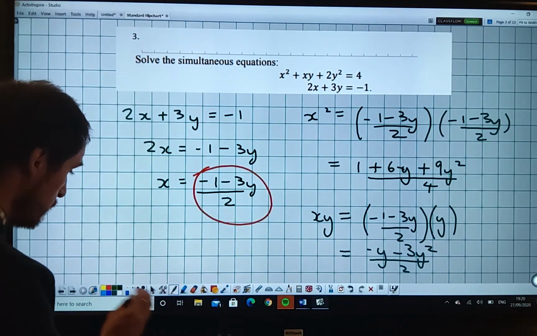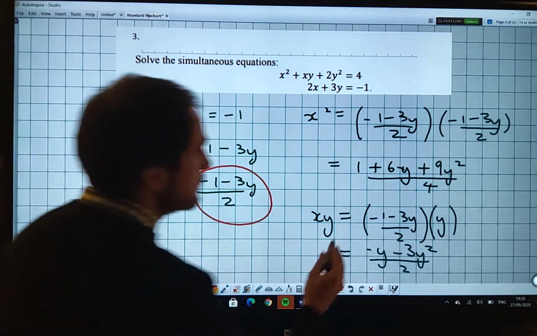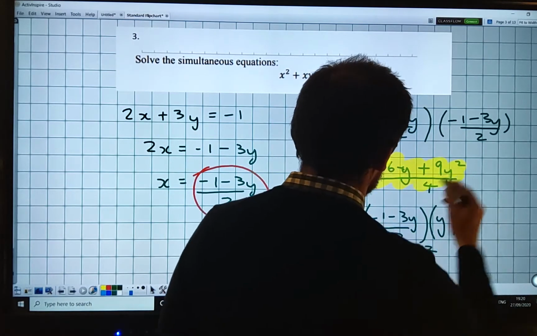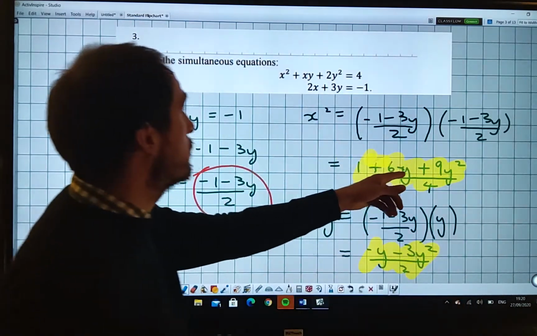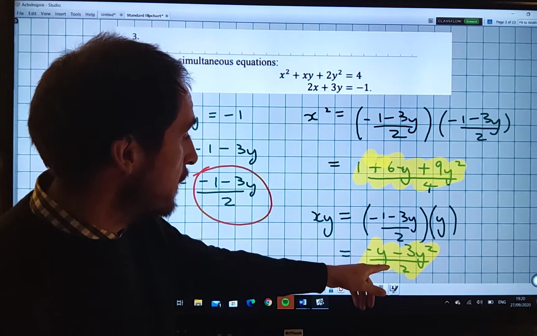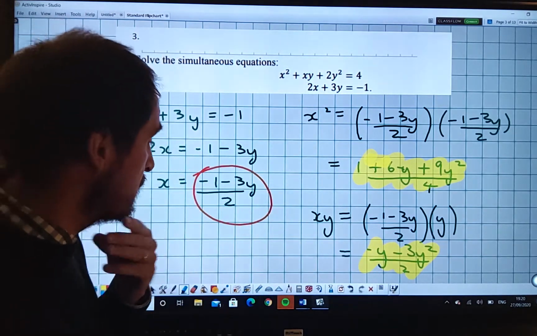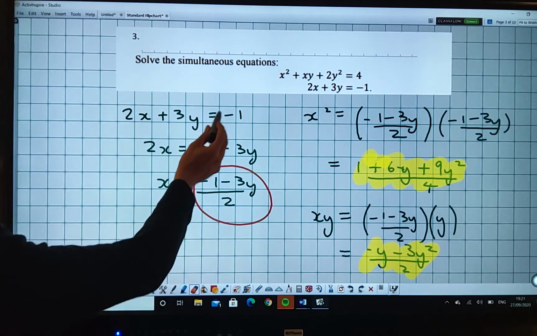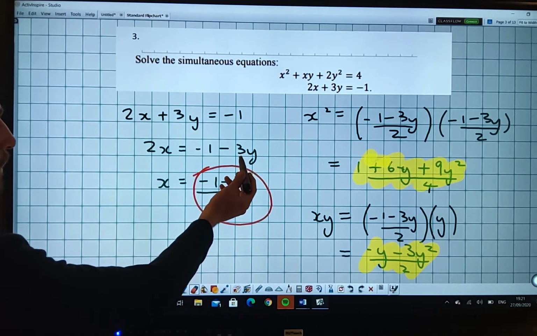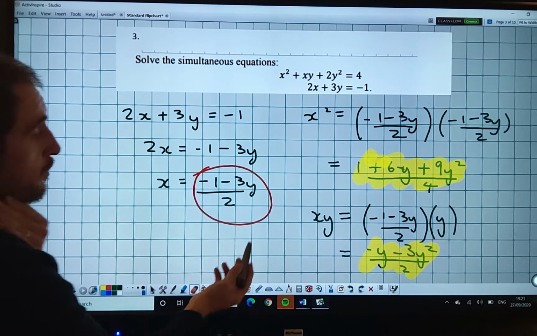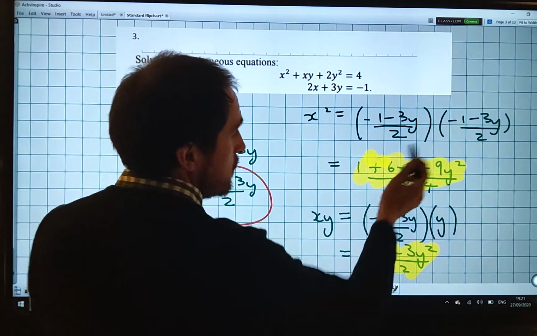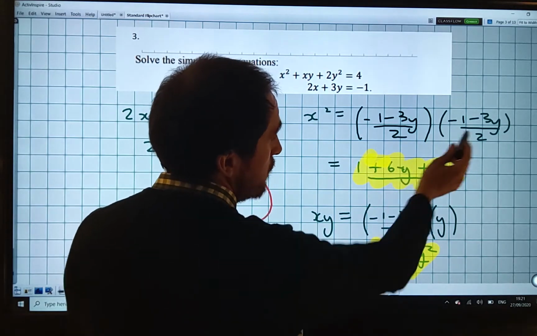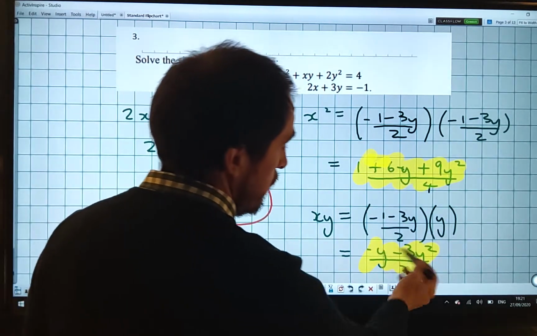So again, just highlight these here. This here is going to sub in for x squared, and this here is going to sub in for xy. So we rewrite our equation with that in mind. So look, I just rewrote it in terms of x, so 2x equal to minus 1 minus 3y. Divide both sides by 2. Square that. So minus 1 times minus 1 is 1. Plus 3y plus 3y is 6y plus 9y squared. 2 times 2 is 4. Multiplying it by y, I get that there.